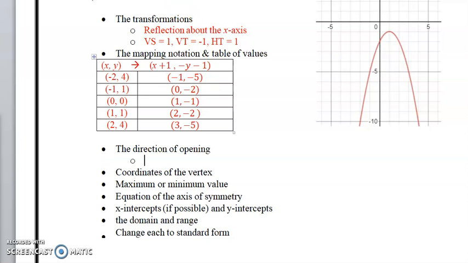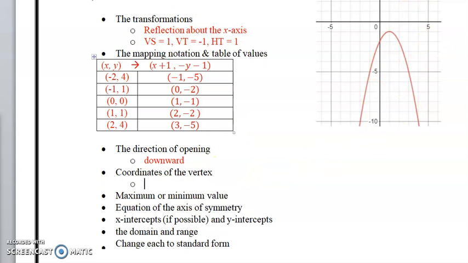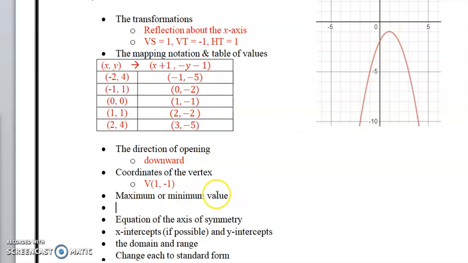Let's do the opening direction of the graph. It opens downward again because it's negative. Clearly you can see it open downward. Coordinates of the vertex, so we say V is going to be 1, -1. It's right here. 0 maps onto the vertex, which you can clearly see. It's a maximum value again. So we'll get rid of minimum. It's a maximum value, and that maximum value is y equal to -1. It's the y value of the vertex.